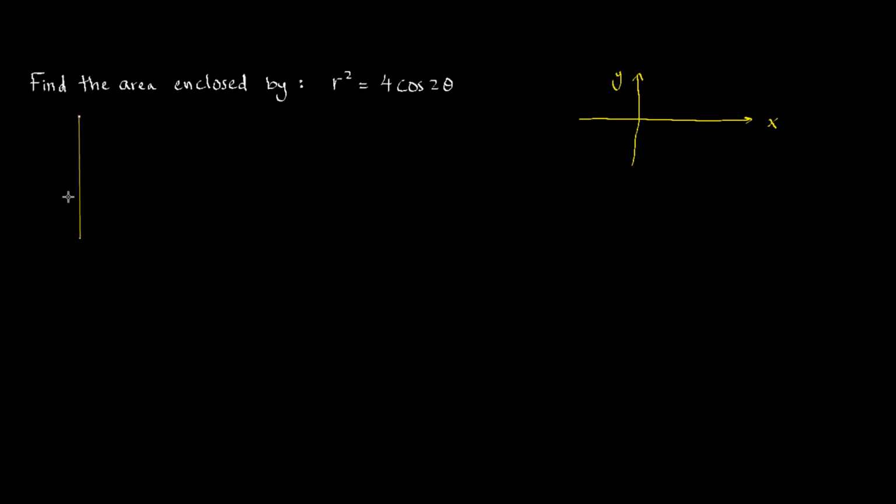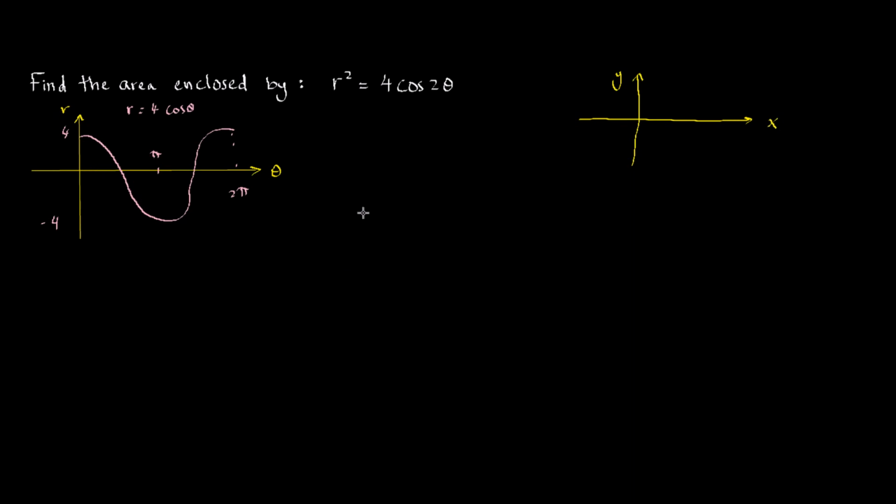So this is the r axis, this is the theta axis. And instead of sketching this function right away, I'm going to sketch r is equal to 4 cosine theta. If I sketch this function, it's going to look like this, where this is 4, this is negative 4, this is pi, and this is 2 pi.